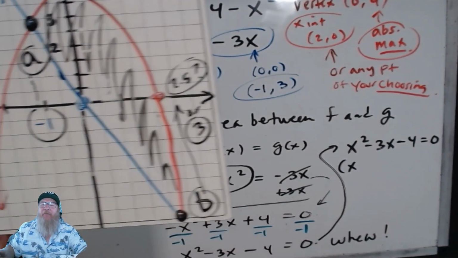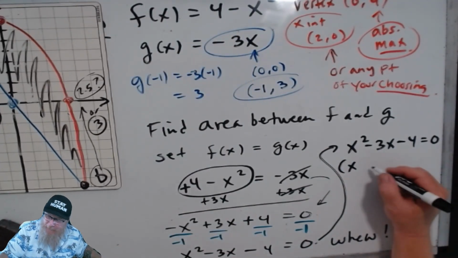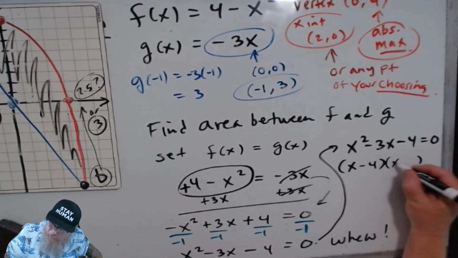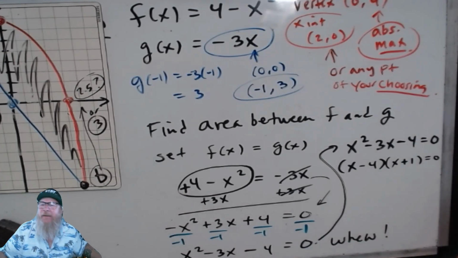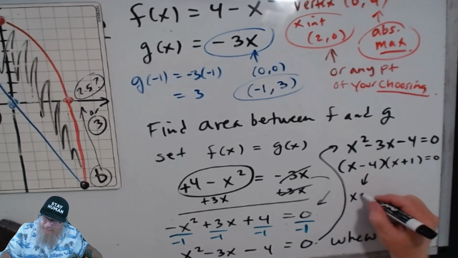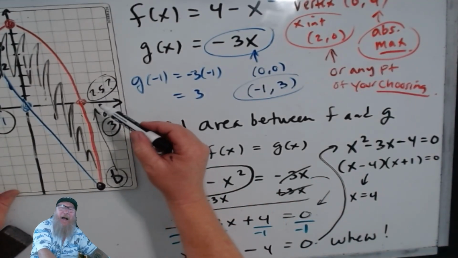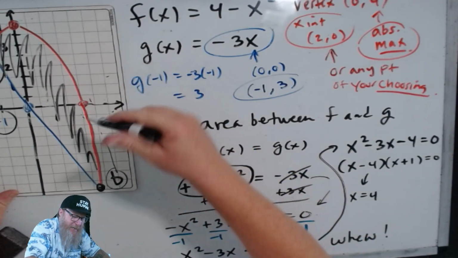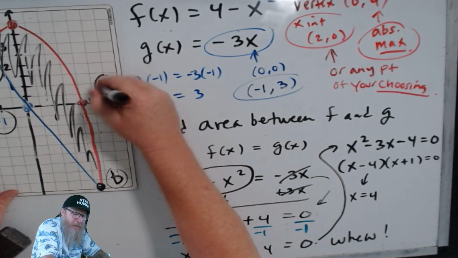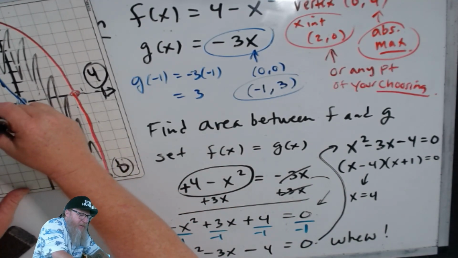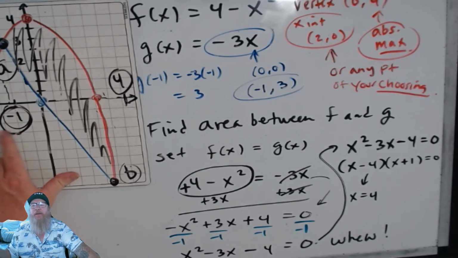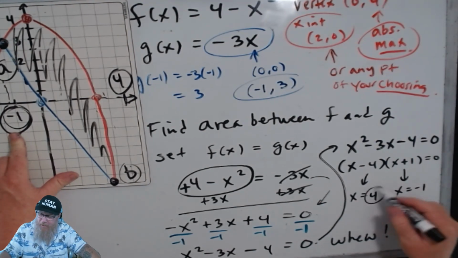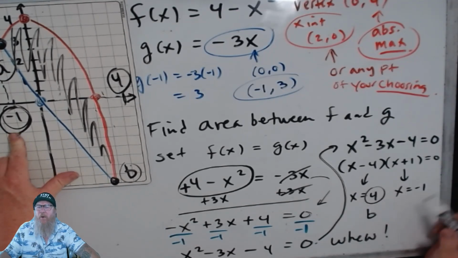Looking at my graph, I knew that the answers must be easy. So I got x minus 4 and x plus 1. So x is equal to 4. Oh, look, I was guessing 2.5 or 3. My guesses were totally wrong. That's going to be 4. And then the other one, my guess was right on this one. It was -1. X is equal to -1. So my B is 4.